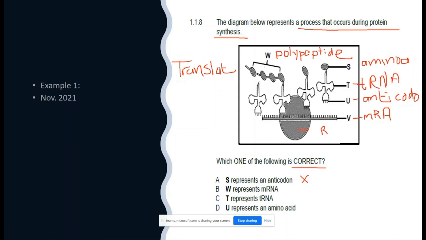Does W represent an mRNA? No, because according to me, W is my polypeptide. Does T represent my tRNA? According to me, that is the correct one. But let's read all of them. Does U represent an amino acid? No, because I know U is my anticodon. So my correct answer is C. Well done, Valhalla High School. It's C. C is the answer from Proteus Technical High School. Well done, Proteus. Voorbrug also got to the answer C.